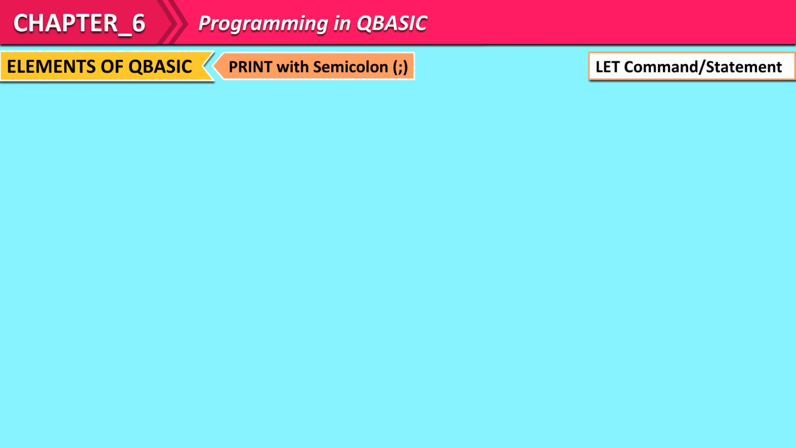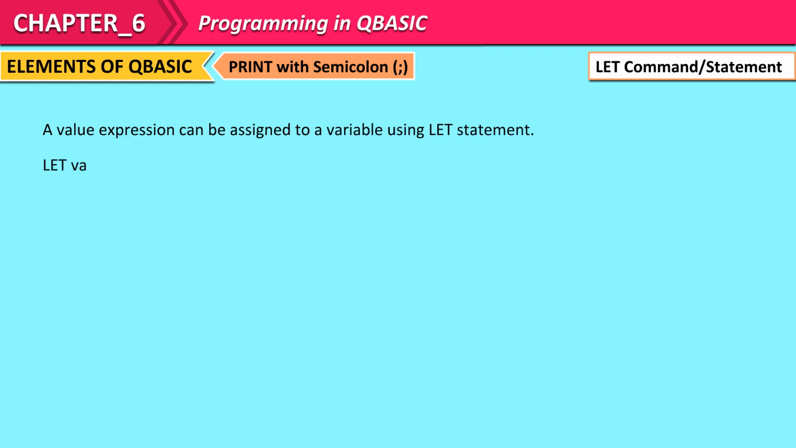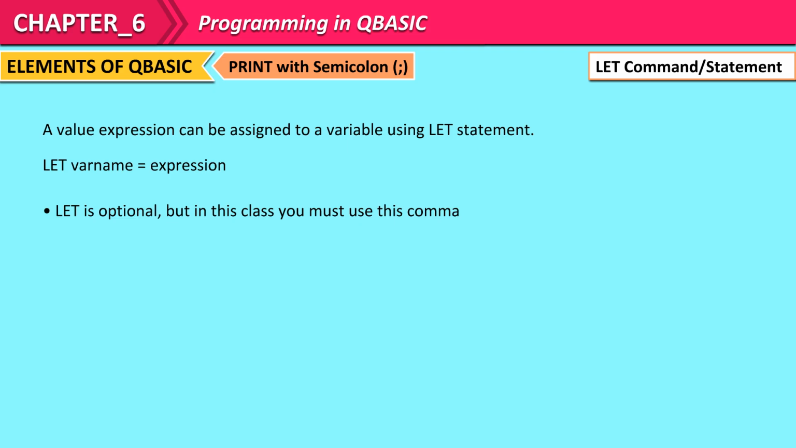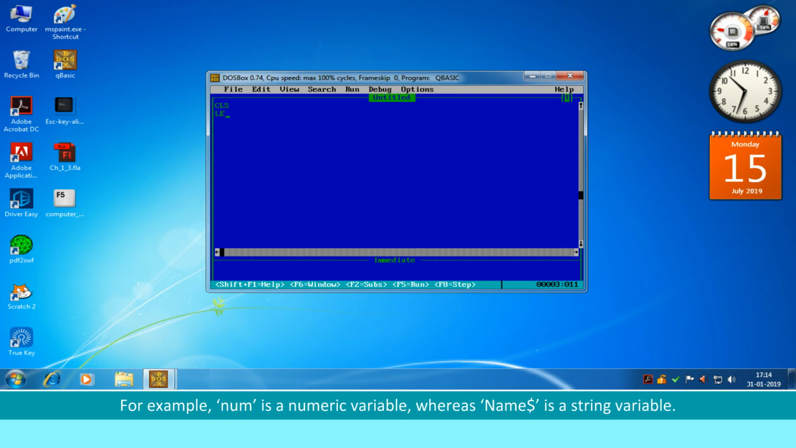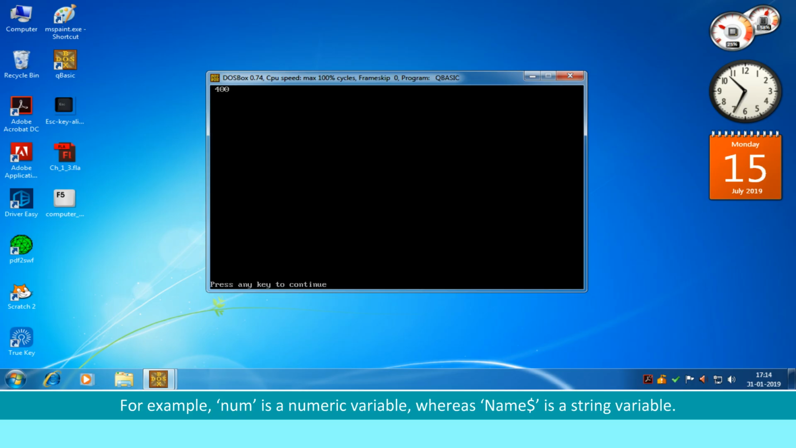Let command or statement. A value or expression can be assigned to a variable using the let statement. Let var name is equal to expression. Let is optional, but in this class you must use this command when assigning a value to a variable. Variable is any valid variable name. Expression is a value or expression that you want to assign to the variable. CLS, let a is equal to 20, print a * 20.